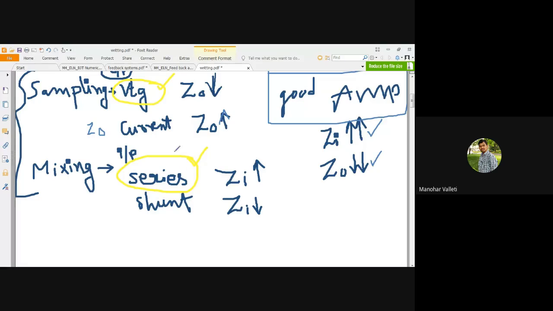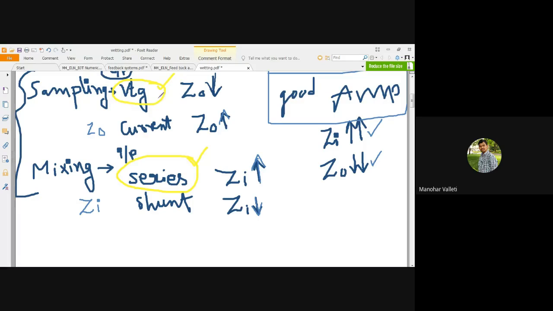As we are changing the connection of the amplifier at the input section, the input of the amplifier already has some input impedance Zi, right? Because of series mixing, the effective input impedance will increase, and because of shunt mixing, the effective input impedance will reduce.